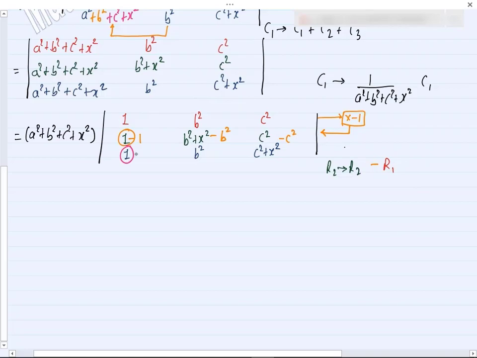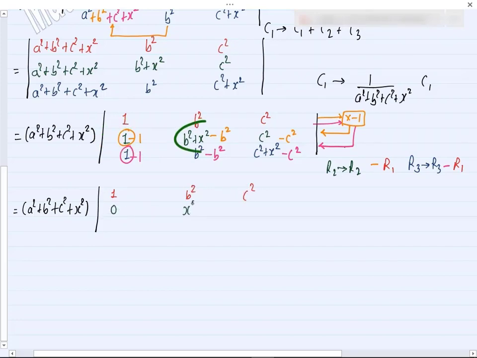Similarly, we can get 0 in the third row using R3 gives R3 minus R1. So we have to multiply minus 1 with the first row and add into the third row. So we'll get the same quantities, minus 1, minus b square and minus c square. This factor will be as it is, and our first row will also be as it is. Second row will be 0, x square and 0, and third row will be 0, 0 and x square.